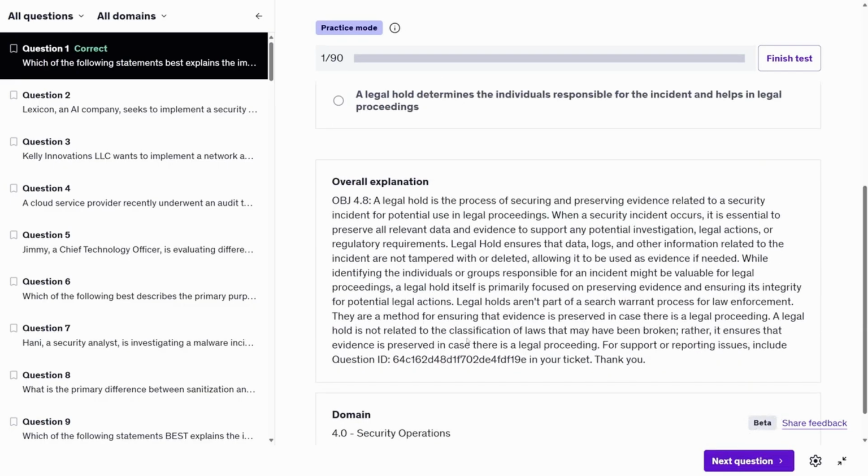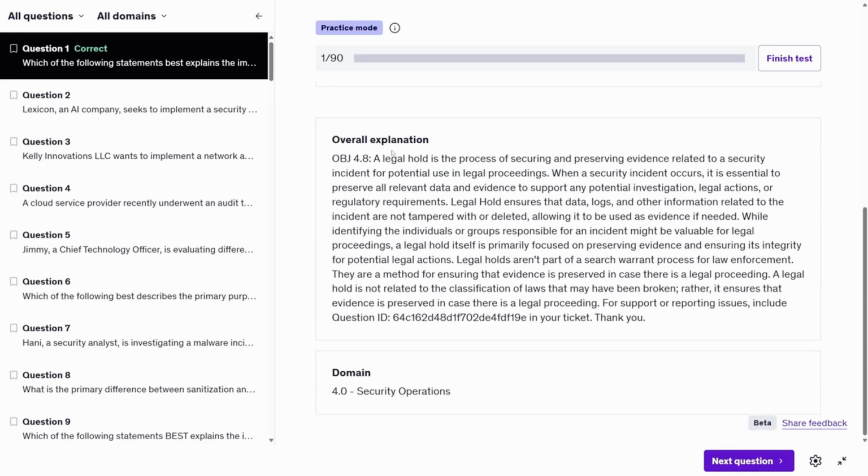Okay. And for the explanation, we'll go into a little bit of depth here. A legal hold is the process of securing and preserving evidence related to a security incident for potential use in legal proceedings. When a security incident occurs, it is essential to preserve all relevant data and evidence to support any potential investigation, legal actions, or regulatory requirements. I'll leave up the rest if you guys want to read further for 5 to 10 seconds.